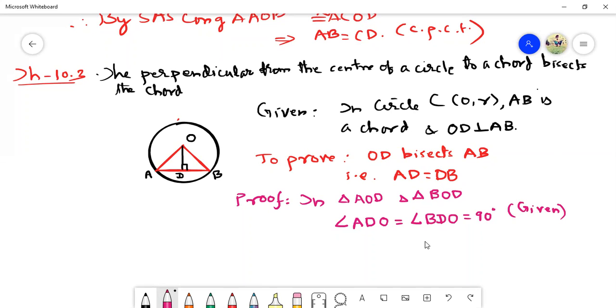R, H, hypotenuse. So hypotenuse of AOD is OA, AO. So AO is equal to BO. AO is equal to BO because this is radius. This is also the radius of the same circle. So these are the radii of the same circle. They are equal radii of the same circle. Okay. RHS, one of the sides we have to prove equal. This is common side. So we can write OD is equal to OD.